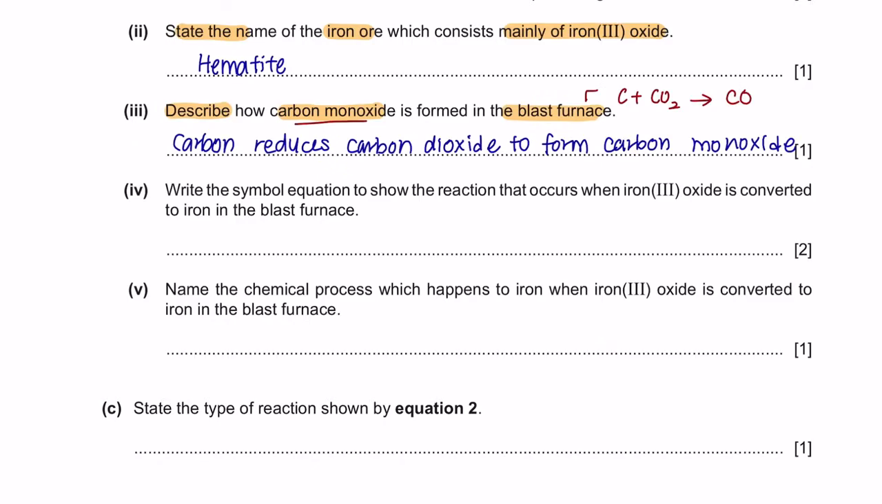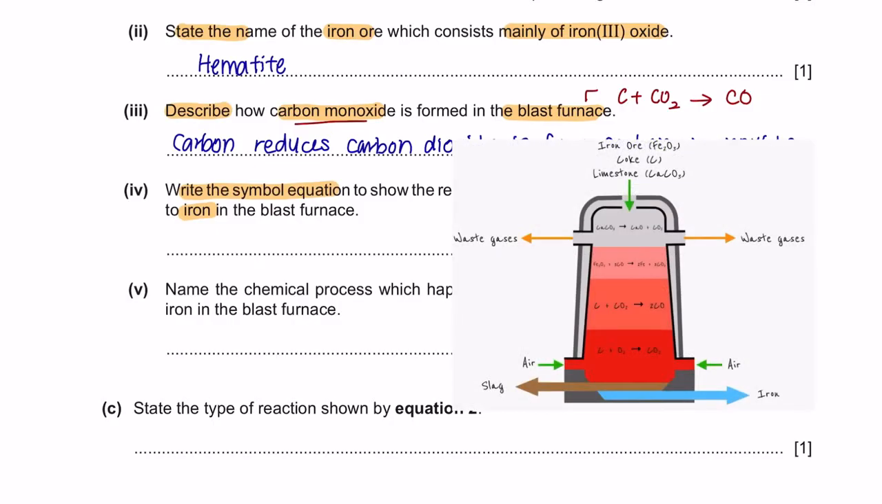Next, part 4. Write the symbol equation to show the reaction that occurs when iron trioxide is converted to iron in the blast furnace. So the iron oxide will then react with the carbon monoxide formed in stage 2 to form iron and carbon dioxide.